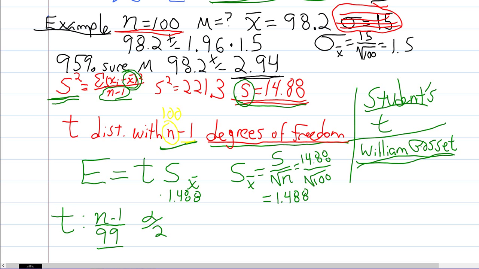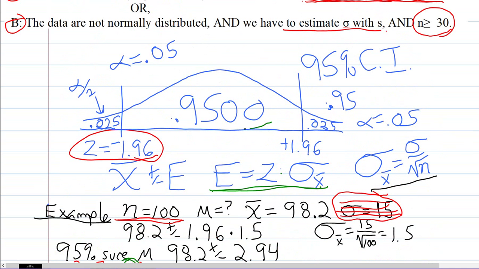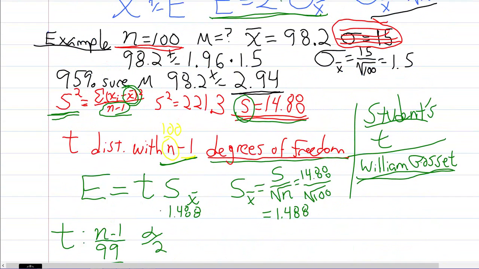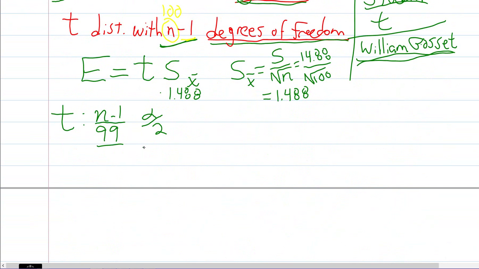We need to know that, just like we did when we were looking up what z-score to use. And remember that alpha over 2, if we want to be 95% sure, alpha is 0.05. Alpha over 2 is 0.025. So you need to know that alpha over 2, and in this case that is 0.025. Now, armed with that information, n minus 1 is 99 degrees of freedom. Alpha over 2 is 0.025. Let's go look at a t-table now to see what t we're going to plug into this formula.